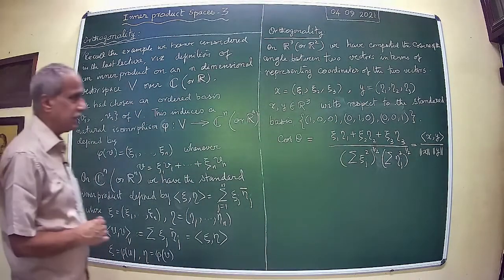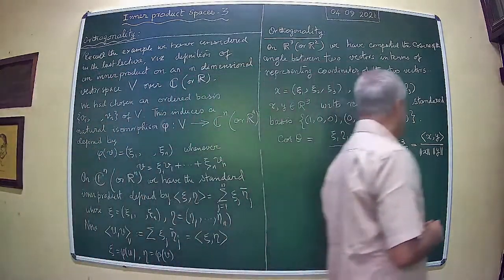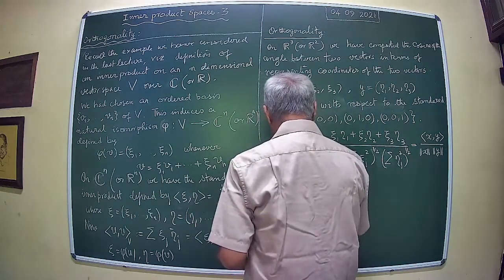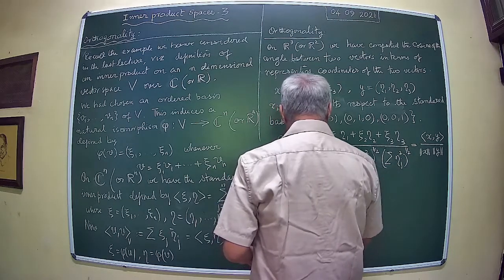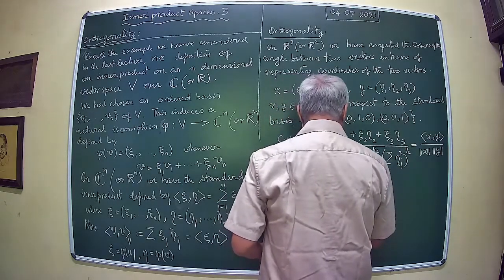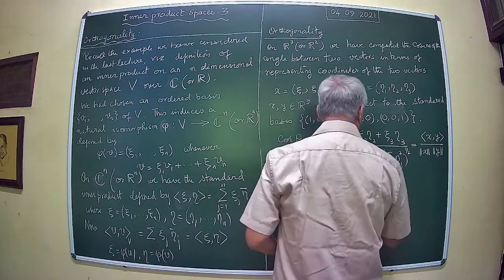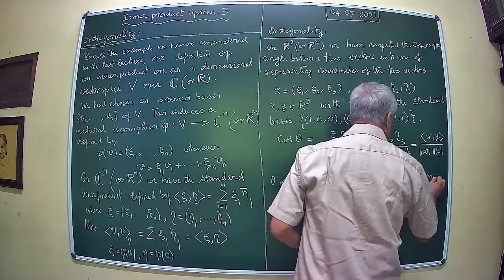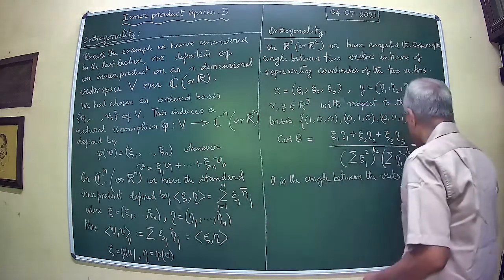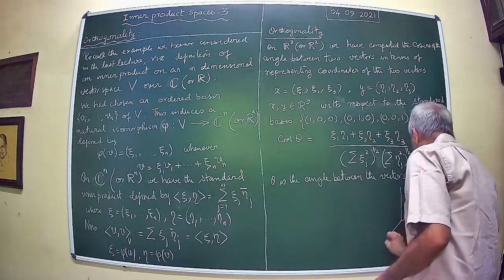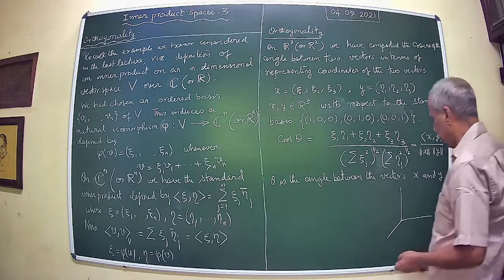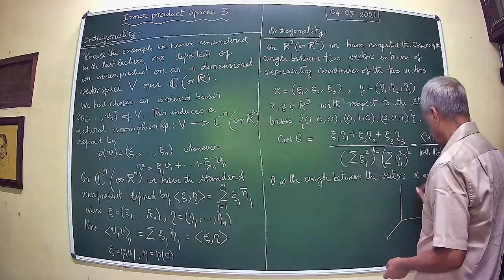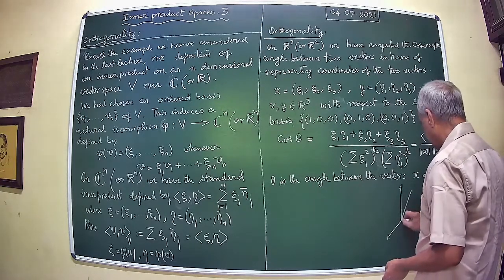So in short what it says is that where theta is the angle between... so let me make it clear in a diagram. These are, this is a standard basis, and then you have two vectors.